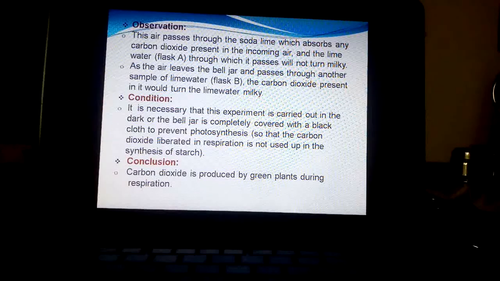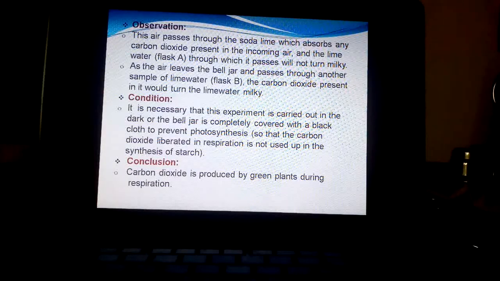As the air leaves the bell jar and passes through another sample of lime water, we'll allow the experiment some time. We just allow it and then check it. As the air leaves the bell jar and passes through another sample of lime water, the carbon dioxide present in it would turn lime water milky.